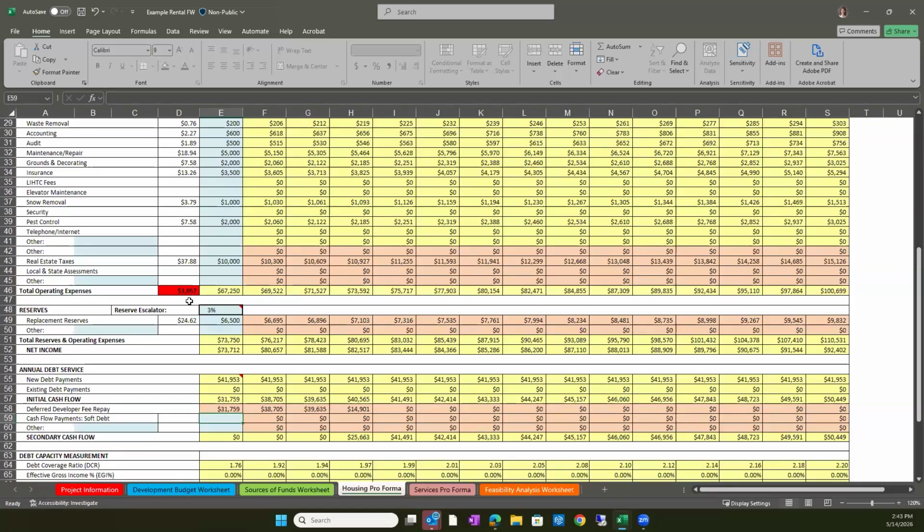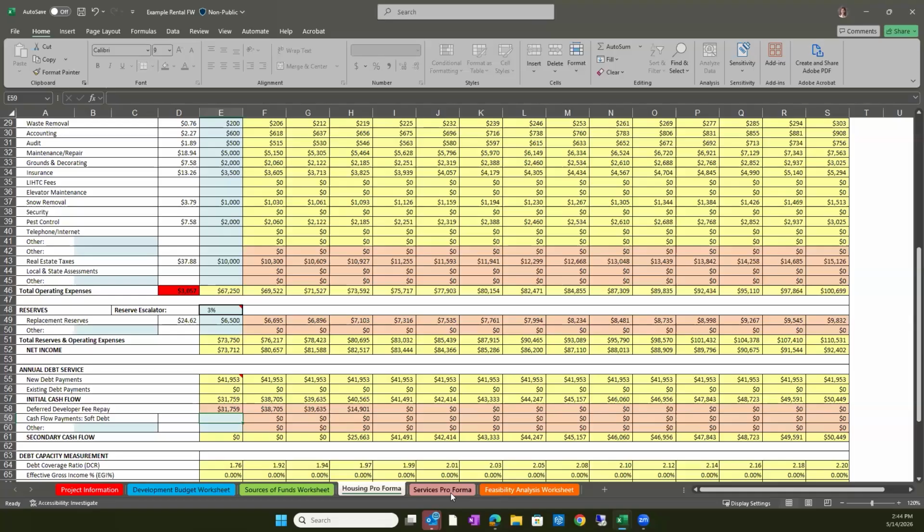But anything that is outside AHP guidelines will flag in red in the housing pro forma. So you can see our total operating expenses are below our minimum of $3,200 per unit. So that's something to just keep in mind that will eventually require an explanation. All of our guidelines are included on the feasibility analysis worksheet, which we're going to cover in a second. And we will talk about how to provide explanations for those things that may be outside of guidelines.